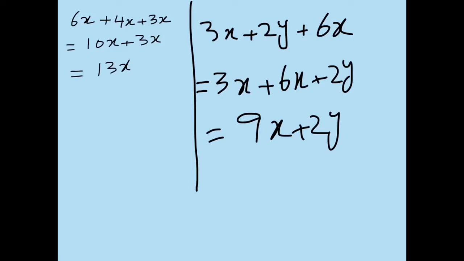Here in this expression, 6x, 4x and 3x are already like terms, so just add their coefficients. In 6x, 6 is the coefficient, in 4x, 4 is the coefficient, in 3x, 3 is the coefficient. So 6x plus 4x, what is the answer? 10x plus 3x. In the next step, 10x plus 3x, your answer will be 13x.